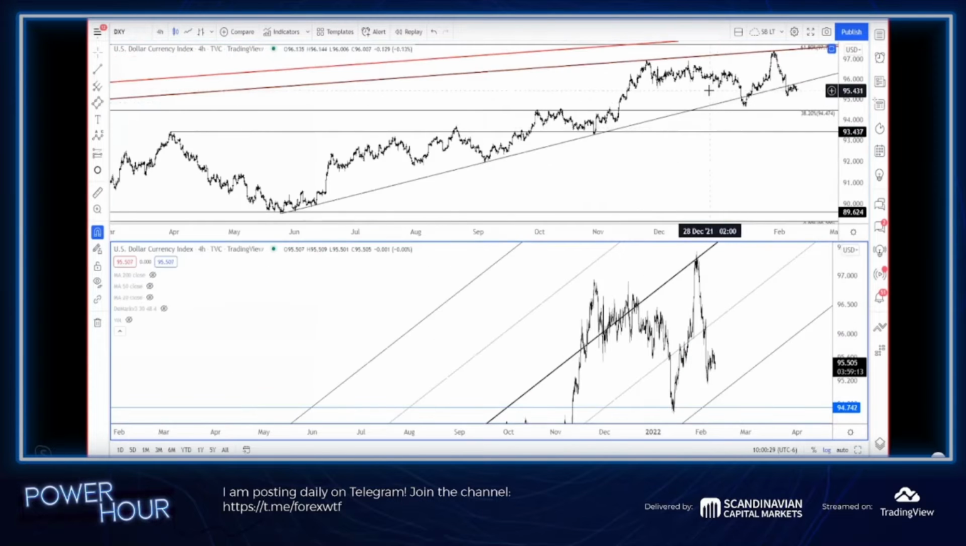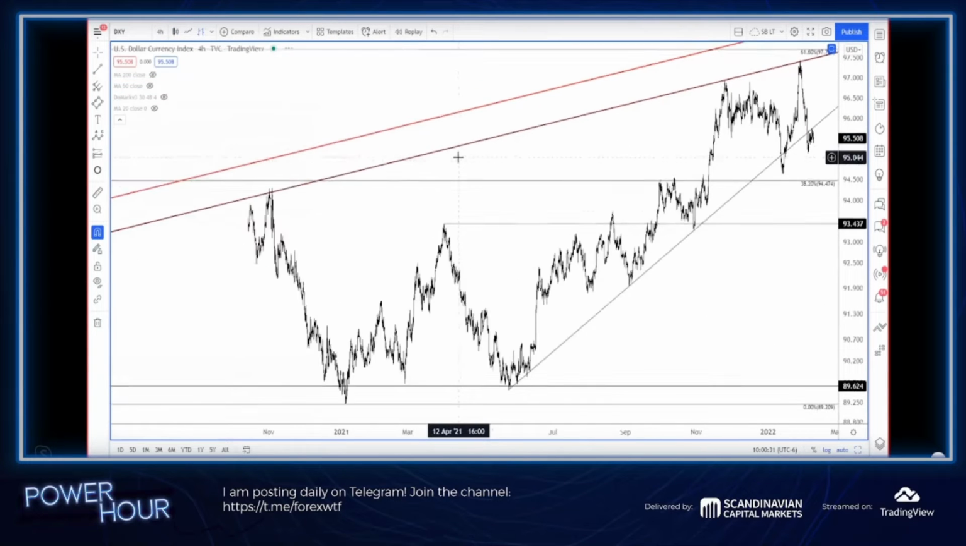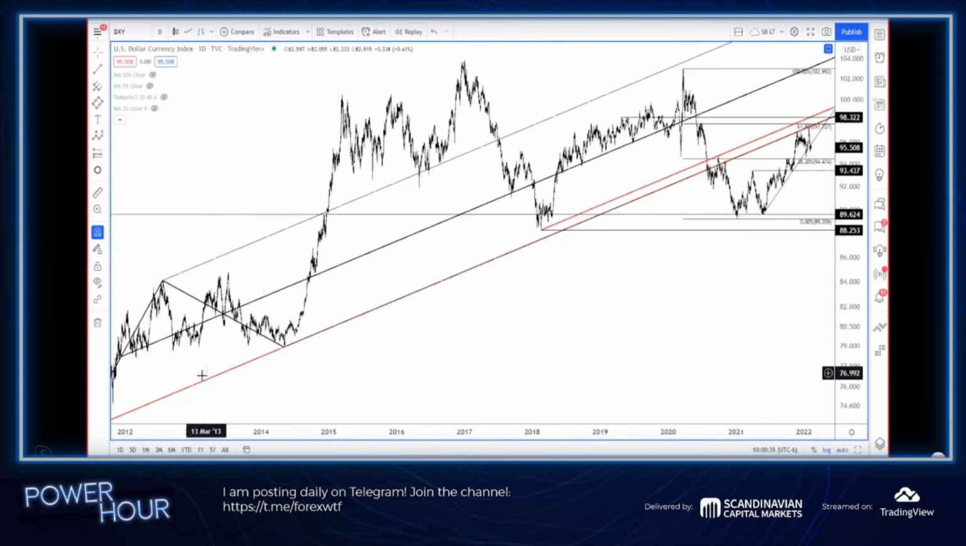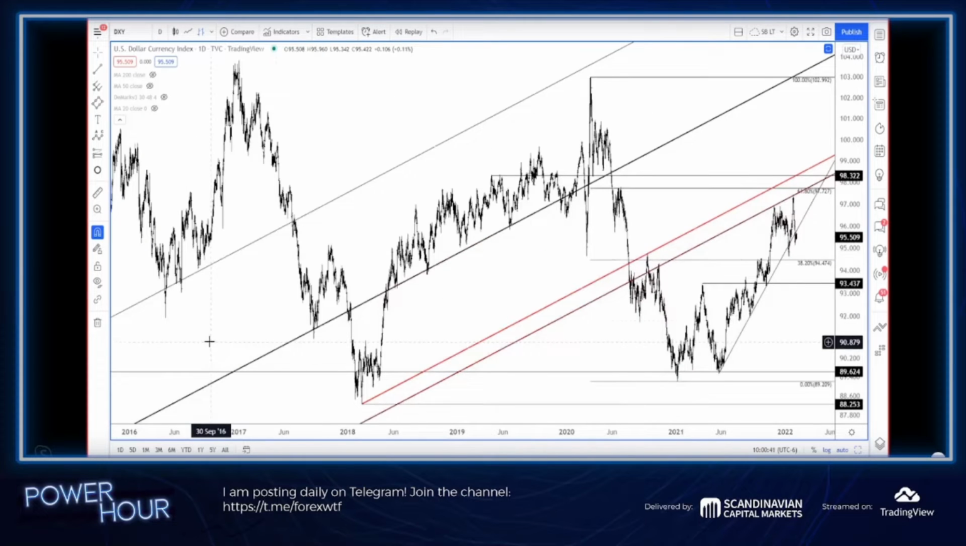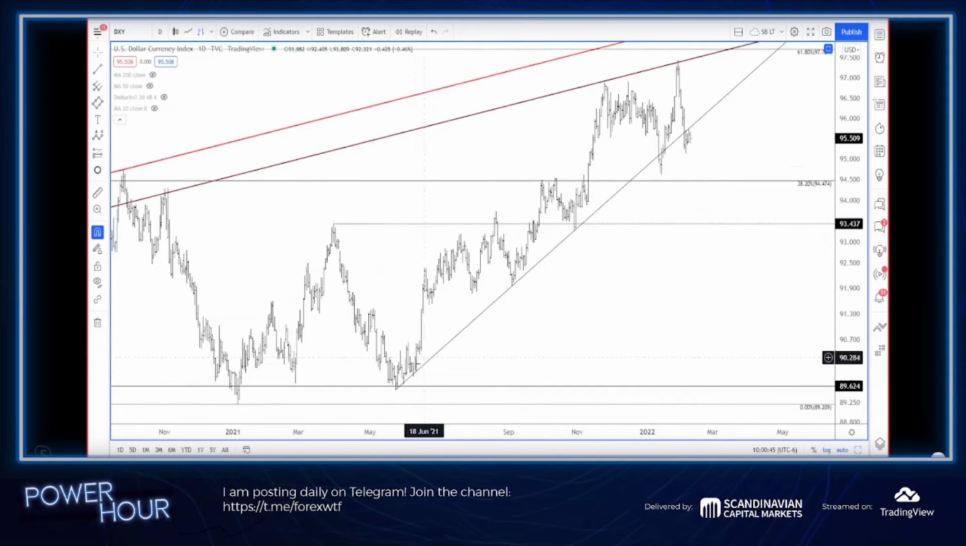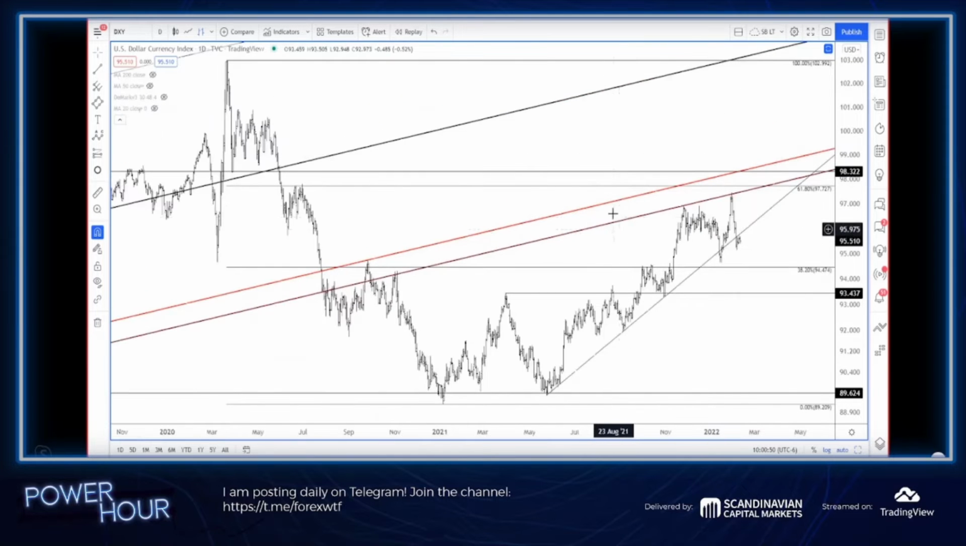DXY continues to just look like the biggest top, right? We keep nailing resistance, nailing resistance, nailing resistance. This thing looks like it just wants to fall apart. Again, that's why I'm kind of tracking that US dollar chart so closely.